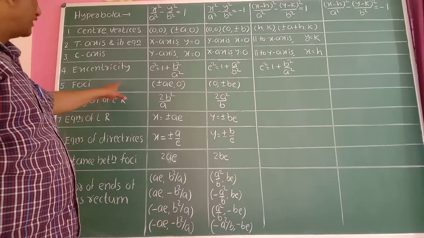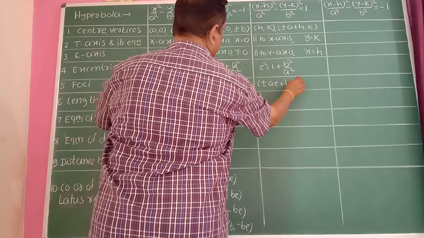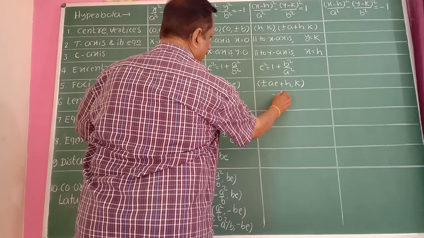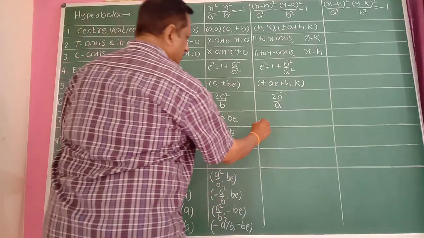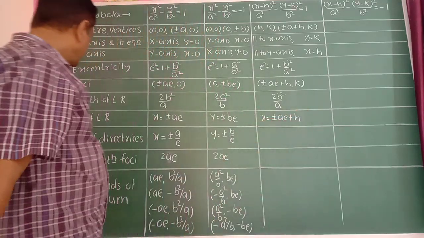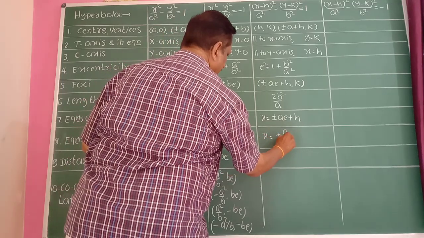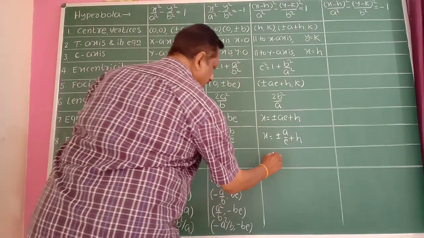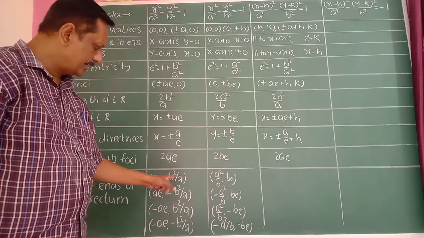So the foci are plus or minus ae plus h comma k. And the length is the same here, 2b squared divided by a. And the equations of the latus rectum: x is equal to plus or minus ae plus h. Equations of directrices: x is equal to plus or minus a divided by e plus h. And the distance between the foci is 2ae only. So same here. And for the coordinates, add h here and add k.